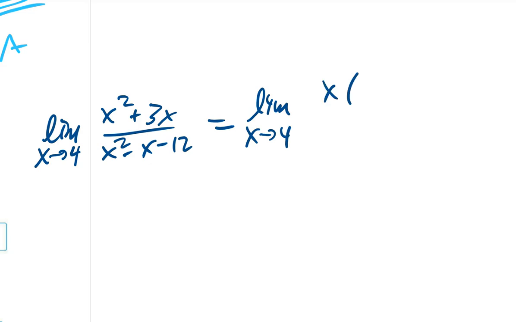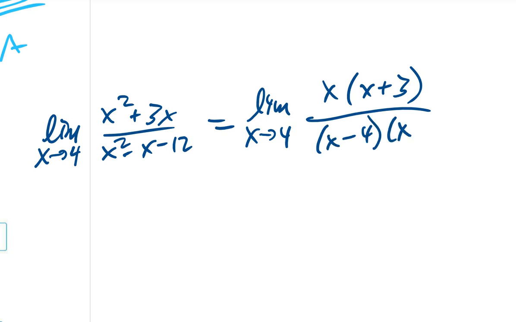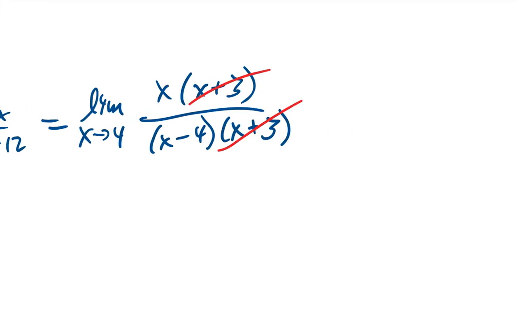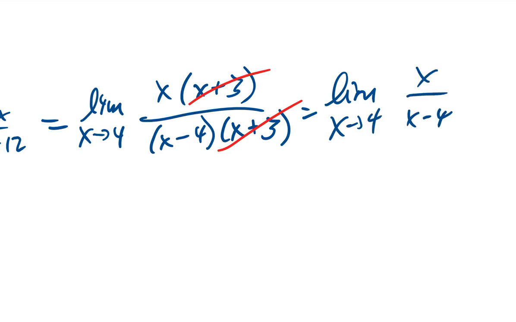So this would be x, take out an x plus 3, and then this factors into x minus 4 times x plus 3. The x plus 3's cancel, and you end up getting the limit as x goes to 4 of x over x minus 4. You're still going to get 0.